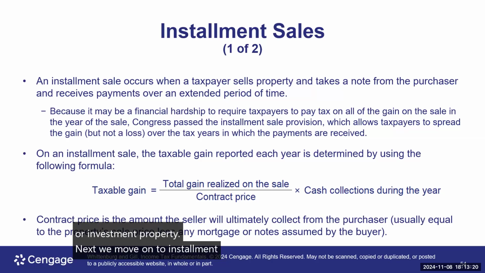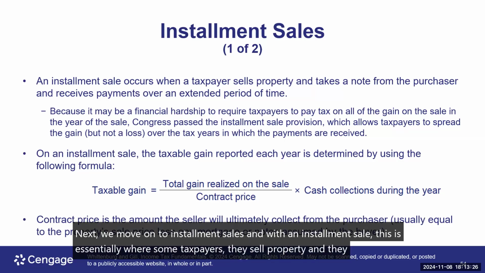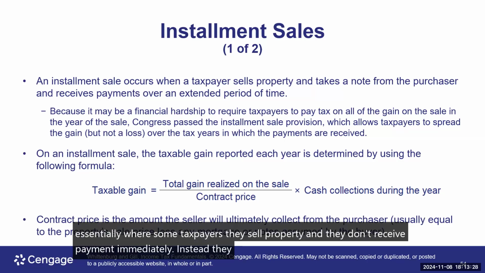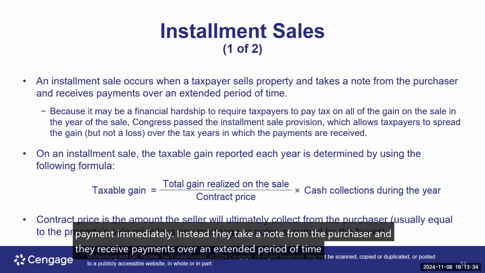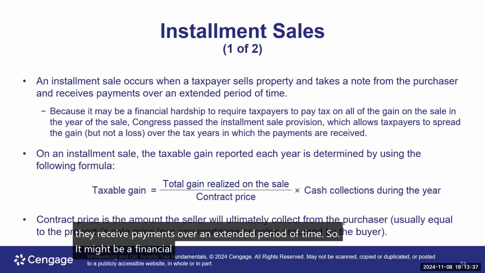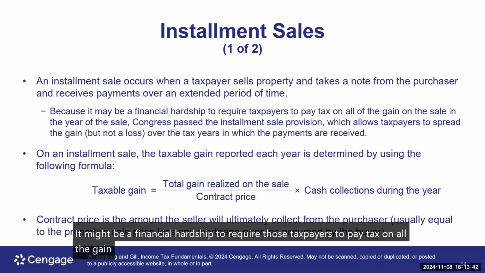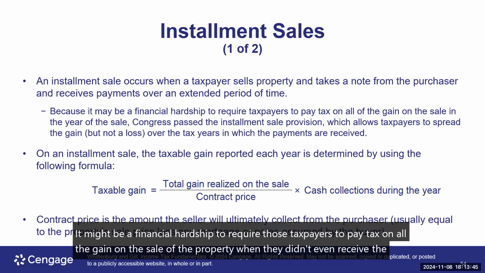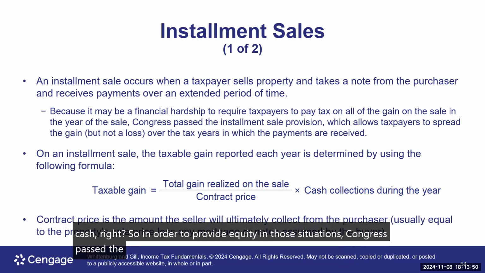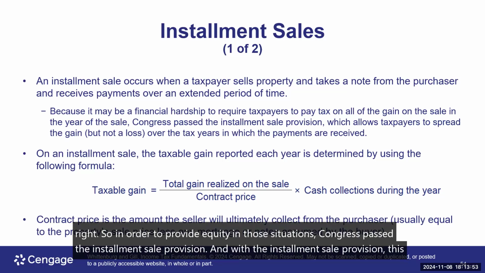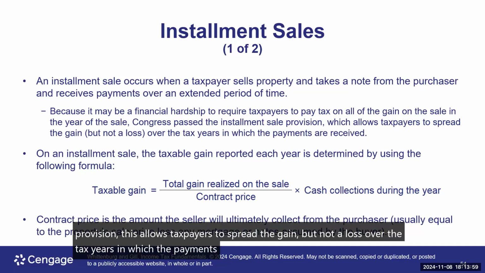With an installment sale, some taxpayers sell property and don't receive payment immediately. Instead, they take a note from the purchaser and receive payments over an extended period of time. So it might be a financial hardship to require those taxpayers to pay tax on all the gain on the sale of the property when they didn't even receive the cash, right? So in order to provide equity in those situations, Congress passed the installment sale provision. This allows taxpayers to spread the gain, but not a loss, over the tax years in which the payments are being received.